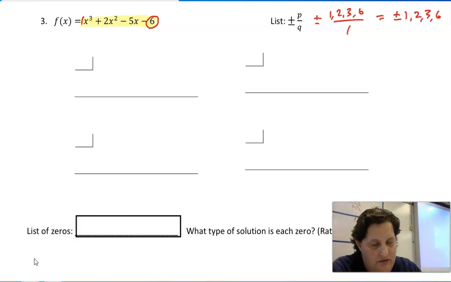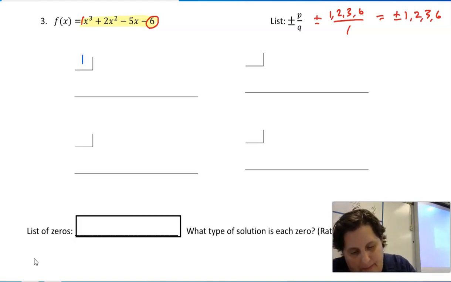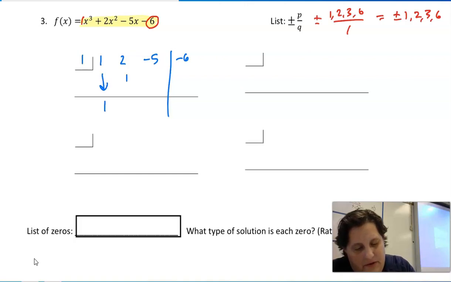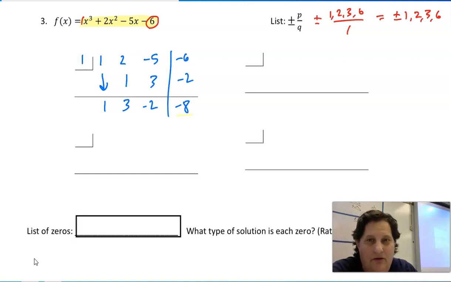We're going to do synthetic division. So I'm going to start with +1. Okay, and remember we learned with synthetic division, we put our numbers here. We go like this. I bring down the 1. 1 times 1 is 1. That's 3. 3 times 1 is 3. That's -2. -2 times 1 is -2. That's -8. Because I got a remainder right here, that means that this is not a solution. So I'm going to come up here and say, nope, that is not a solution. Now I'm going to try my next number. I'm going to try -1.